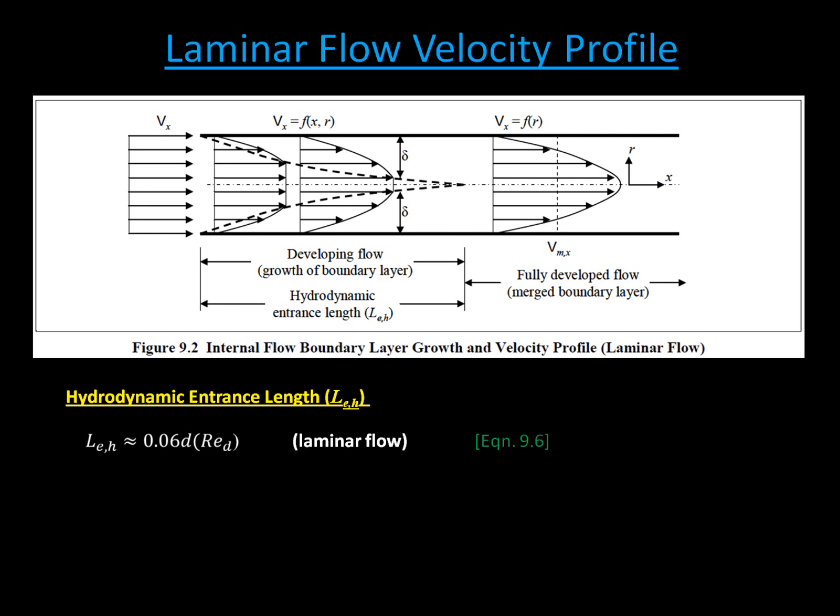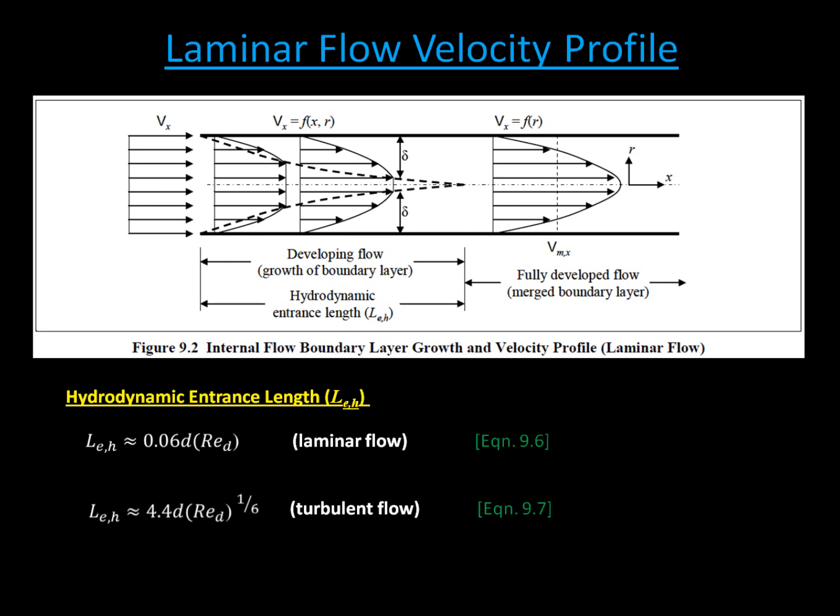And that's for laminar flow, and that's equation 9.6 in your textbook. Now this is different for turbulent flow. For turbulent flow, the hydrodynamic entrance length is approximately 4.4 times the diameter times the Reynolds number to the 1/6 power, or the 6th root of the Reynolds number times 4.4 times diameter.